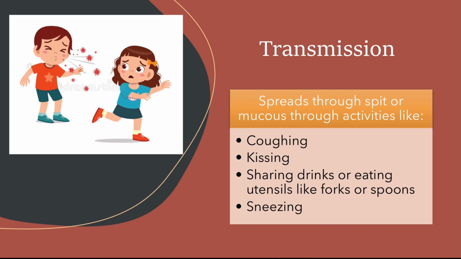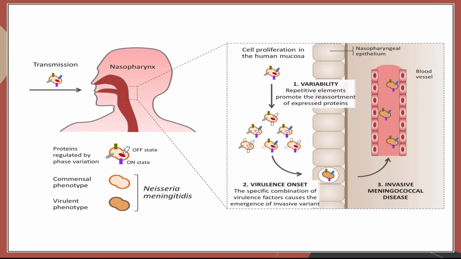Moving on to the transmission of Neisseria meningitis, the most common way to contract this disease is through spit or mucus activities, such as the examples listed here: coughing, kissing, sharing drinks, sharing eating utensils, sneezing, and there are quite a few other risk factors that we'll get into as well.